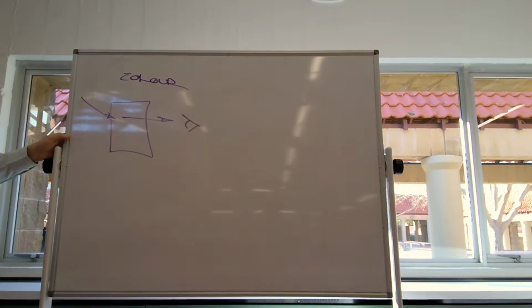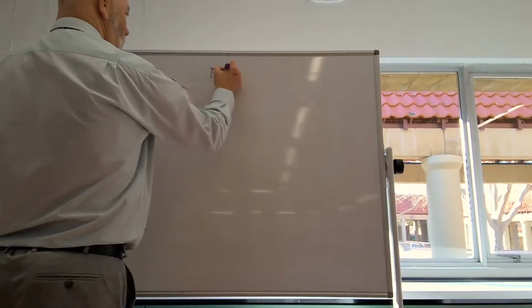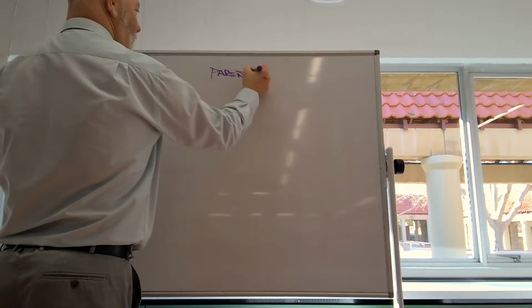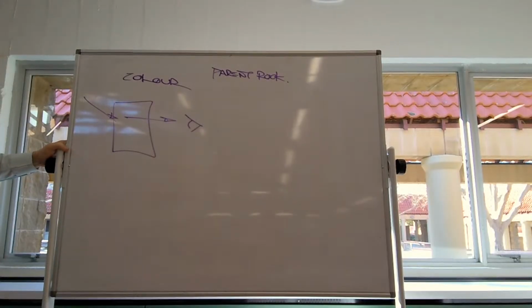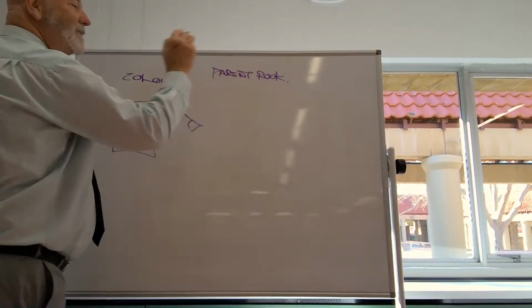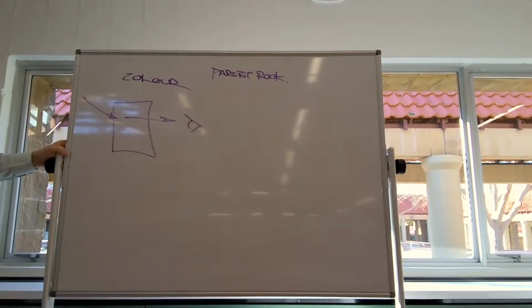It's got to do with the parent rock. So what do we mean by parent rock? This is the parent rock. Original rock? The original rock. So nothing's happened to it. It's the crystal. But what is it about the parent rock that determines the color? The minerals? Yes, the mineral.